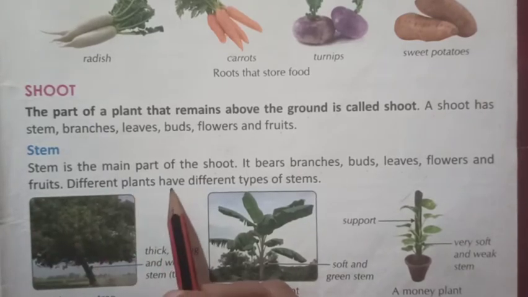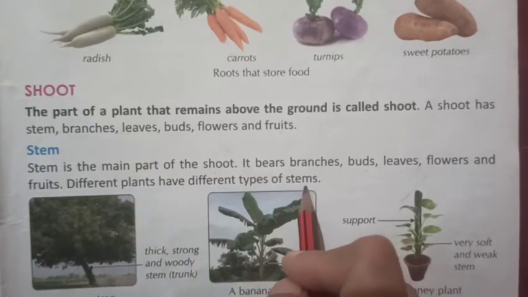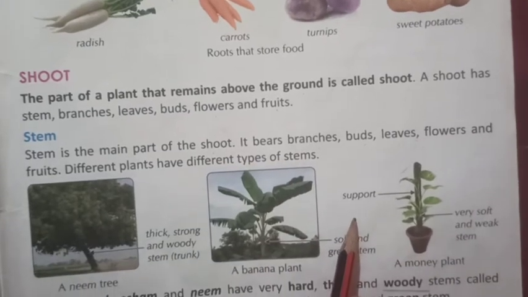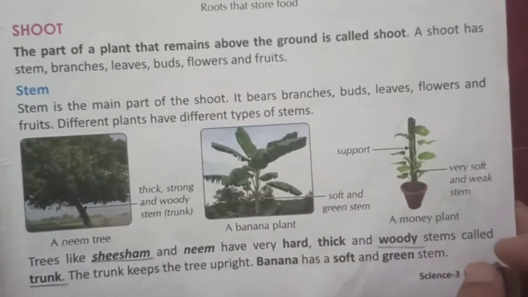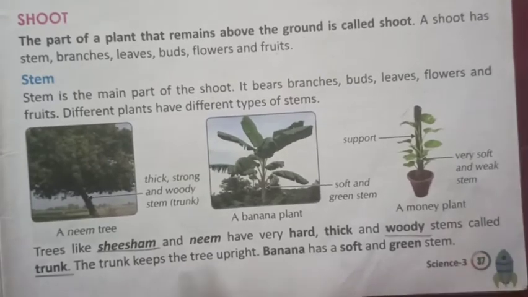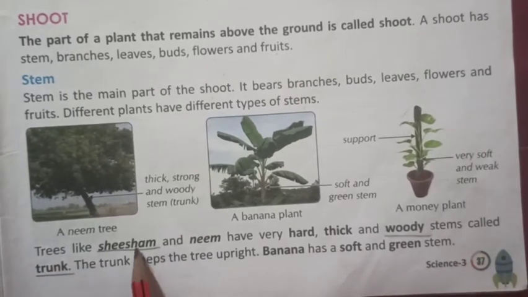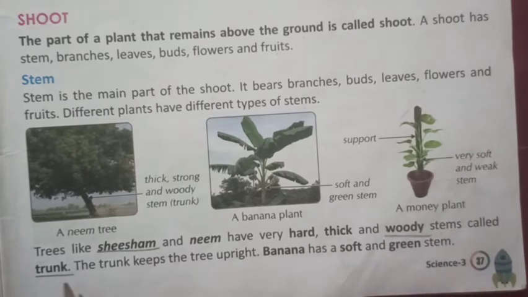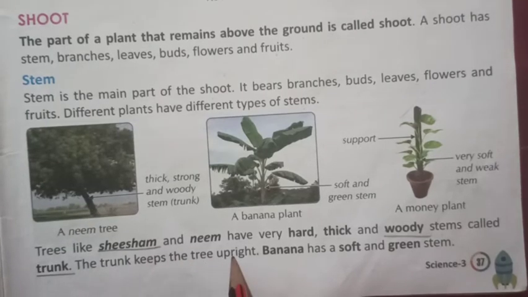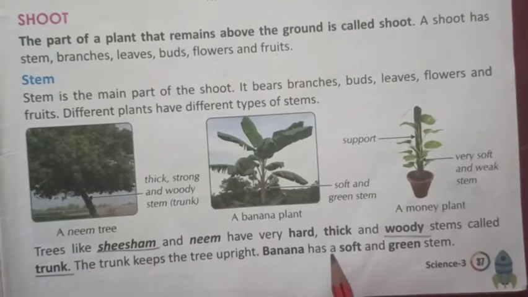Different plants have different types of stems. Trees like shisham and neem have very hard, thick and woody stems called trunk. The trunk keeps the tree upright. Banana has a soft and green stem.